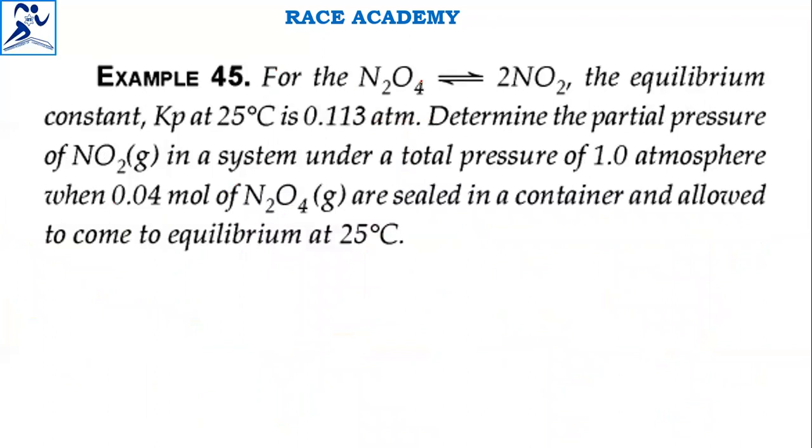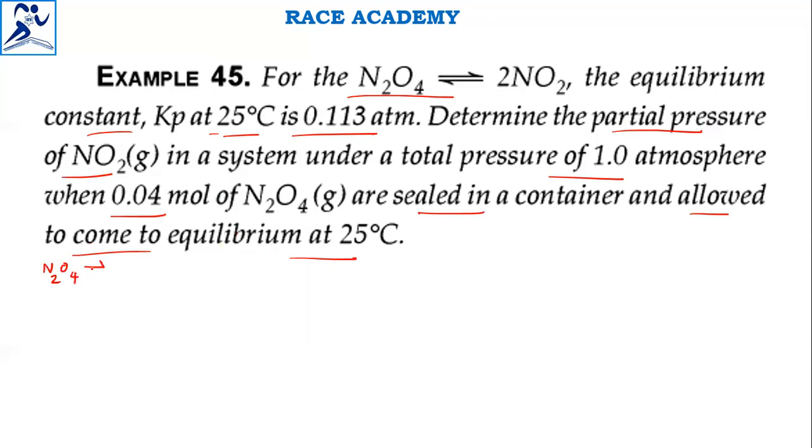For N2O4 giving rise to 2NO2, the equilibrium constant Kp is 0.113 atmospheres at 25 degrees Celsius. Determine the partial pressure of NO2 in a system with a total pressure of 1.0 atmospheres when 0.04 moles of N2O4 are sealed in a container and allowed to come to equilibrium at 25 degrees Celsius. Again, it is the dissociation of dinitrogen tetroxide, N2O4, which gives 2 moles of NO2.